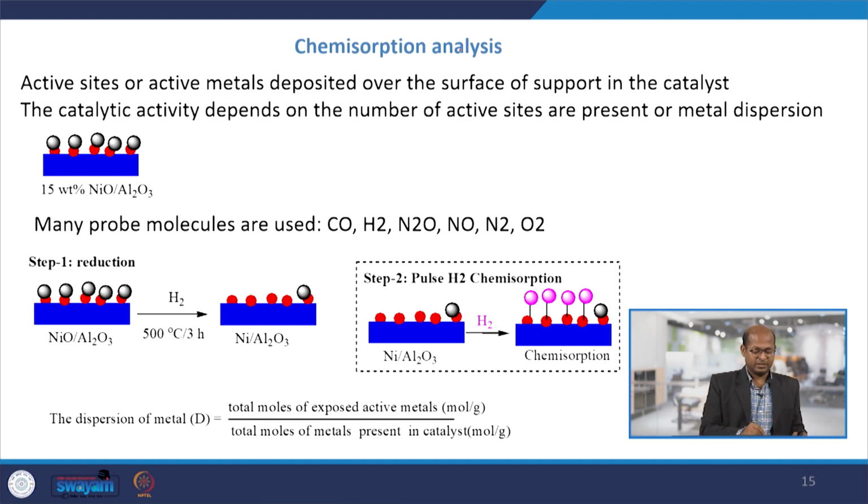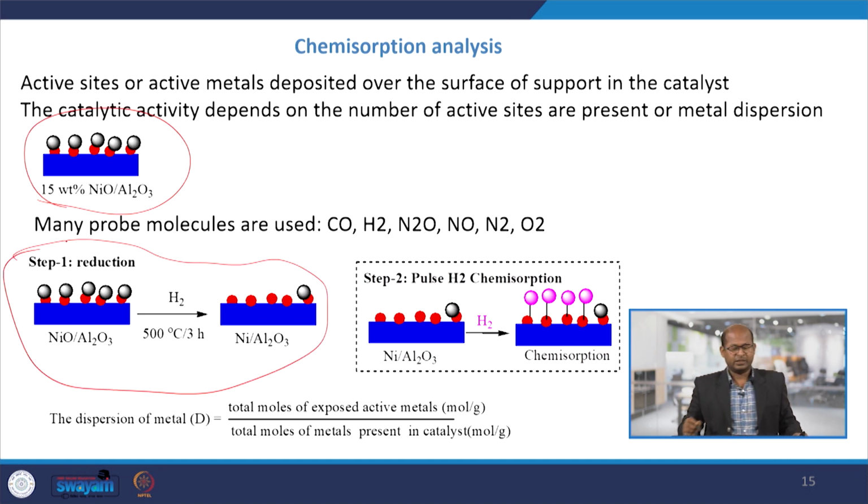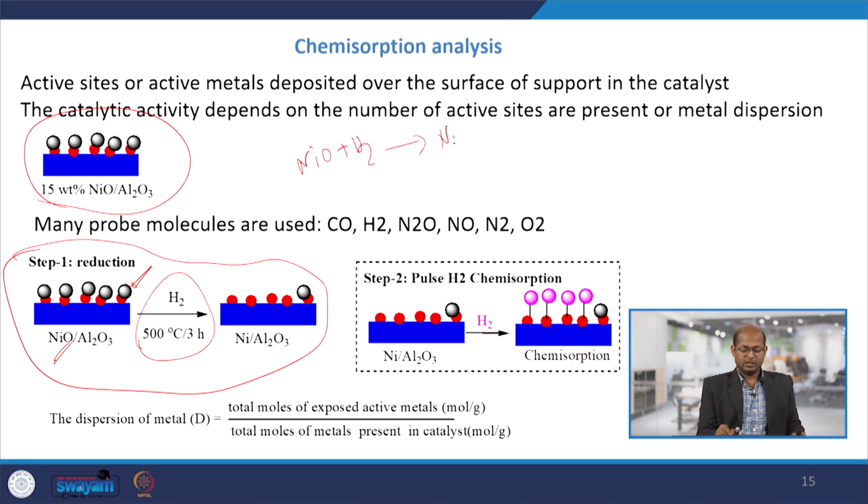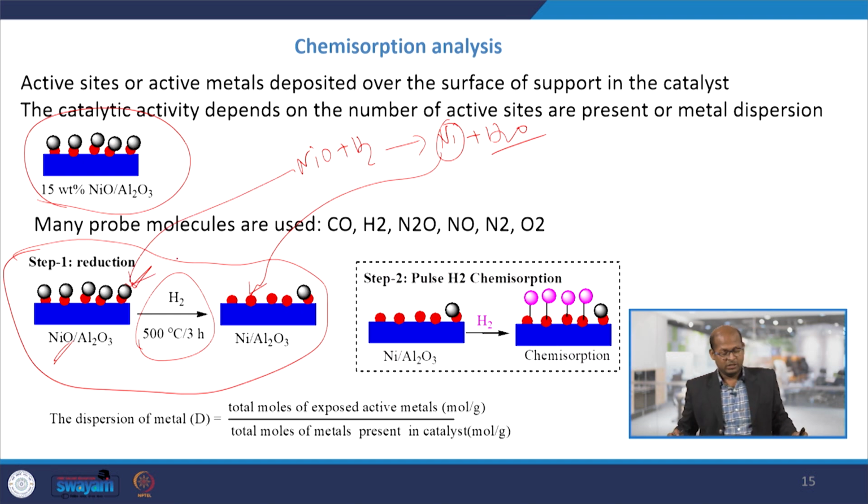Here you can see it very clearly, this catalyst was taken. In step 1 we conducted reduction, these are the nickel oxides. If we maintain, let us say, 500 degrees centigrade for 3 hours in the presence of hydrogen, these oxygens will be removed by interacting with the nickel oxide, meaning nickel oxide plus hydrogen reacts to form nickel metal and water. These are the nickel metals, initially it was nickel oxide. This was our step 1, the reduction.